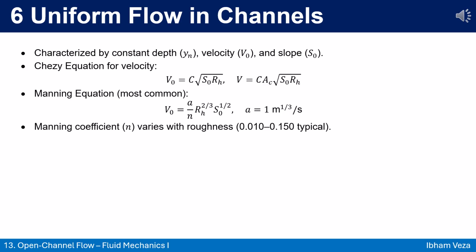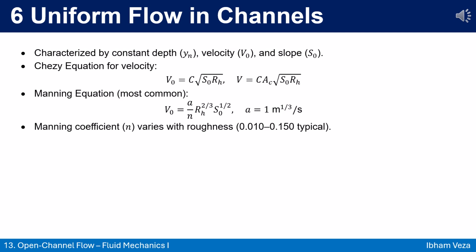But in most practical engineering designs, we use the Manning equation. It's more intuitive and easier to apply. Manning's formula is V0 equals A over N times RH to the 2/3 power times SO to the 1/2 power, where A is a unit-dependent constant and N is the Manning roughness coefficient.